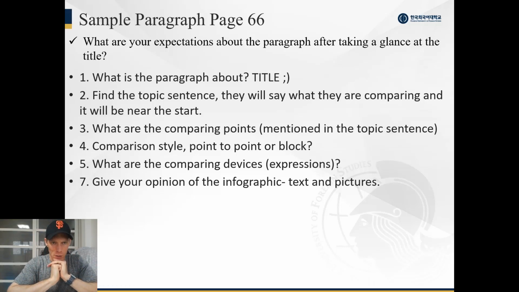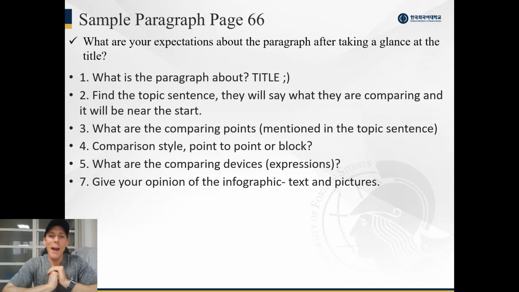Okay? So if you look at number 1, it says, what is the paragraph about? The title will tell you this answer. The title of the paragraph and infographic. Super easy. The next one, find the topic sentence. Remember, they're going to say what they're comparing, and it's going to be near the start. So the topic sentence is going to tell you what this essay is about and what they are comparing. 3 things they compare. Next one, what are the comparing points? It's in the topic sentence, so it's easy to find.